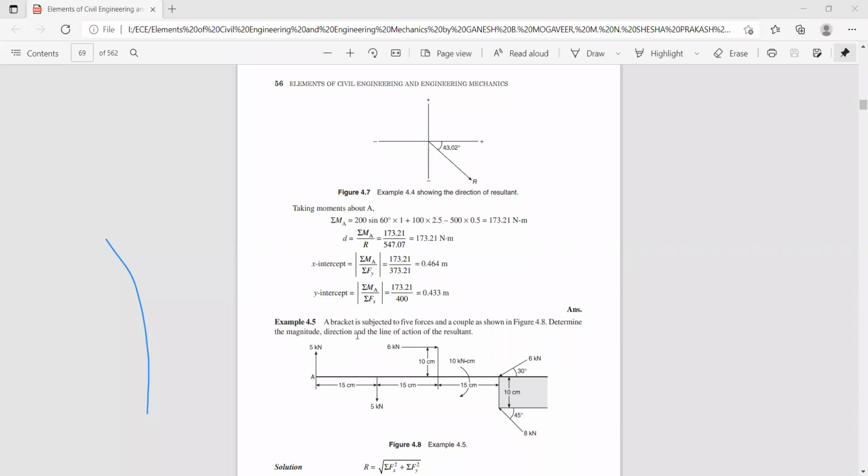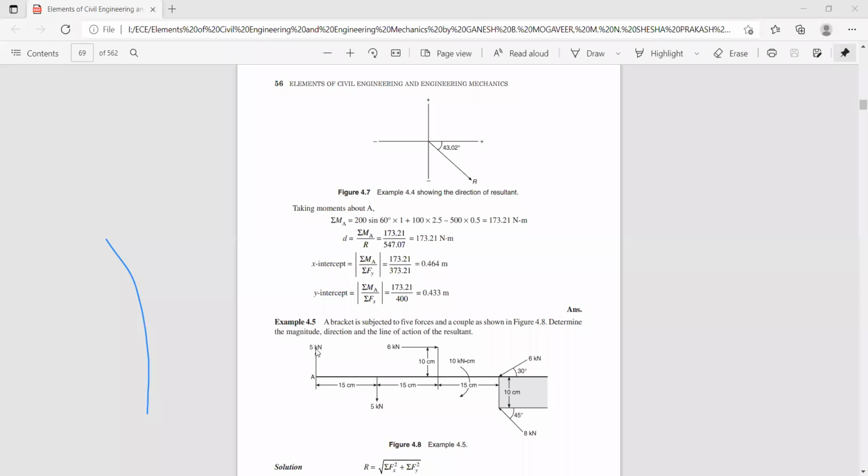Now we need to find the magnitude, direction and position of the resultant, and also the x-intercept and y-intercept of the resultant with respect to point A. Let us start with the basics. Select the reference axis about point A, y-axis, and this is x-axis. Next is sigma F of x, so find the sum of the horizontal components. Let us start one by one.